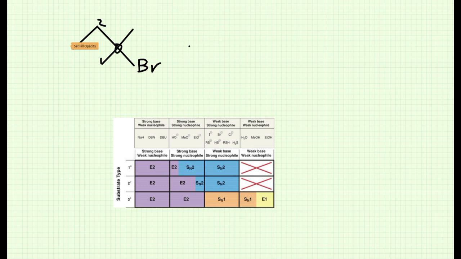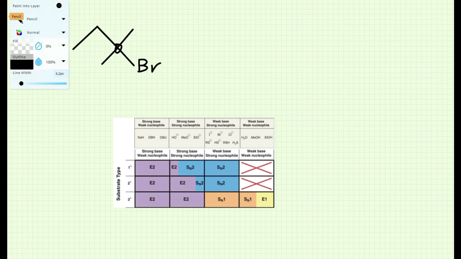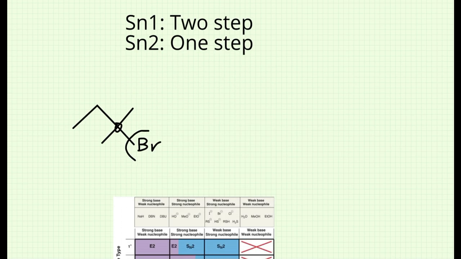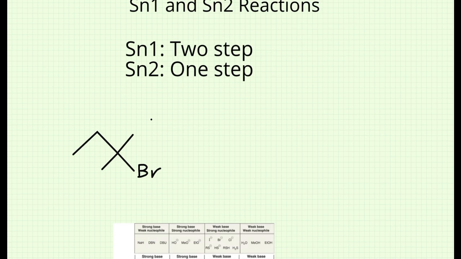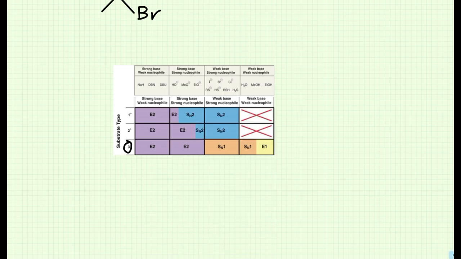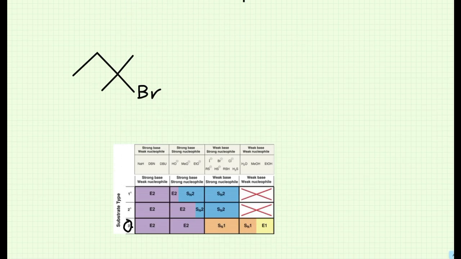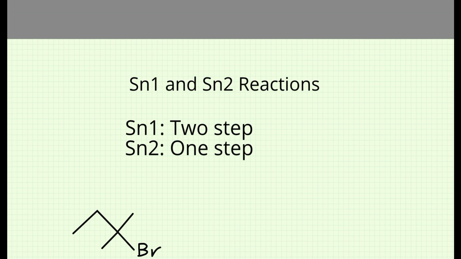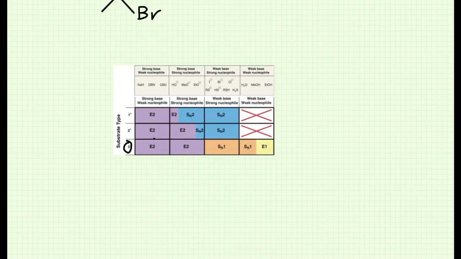It would be tertiary because there are 3 constituents that are not hydrogen on this carbon. So this bromine is a leaving group, but we have 1, 2, 3 other groups attached to this carbon. That would make it a tertiary substrate type. We're only talking about SN1 and SN2. We're not going to be talking about E2 or E1 in this, so you can kind of just forget that for now.